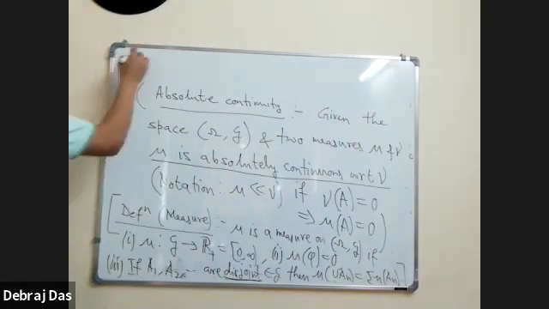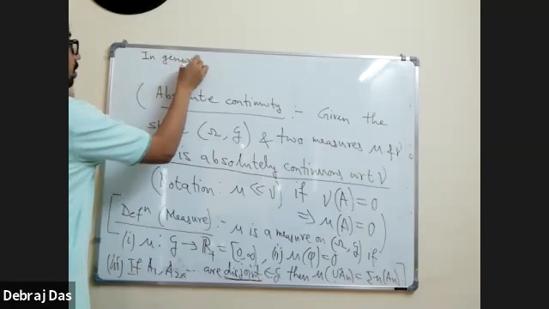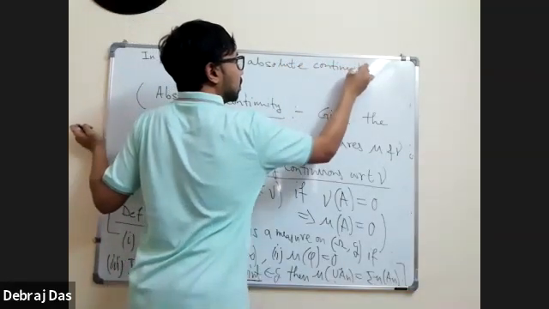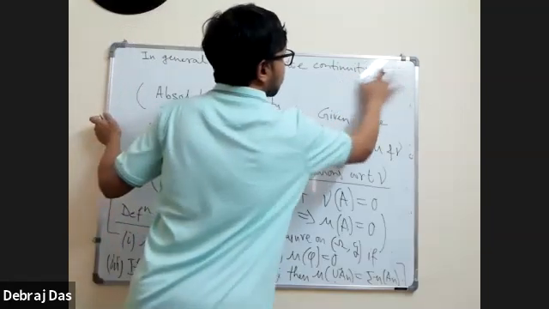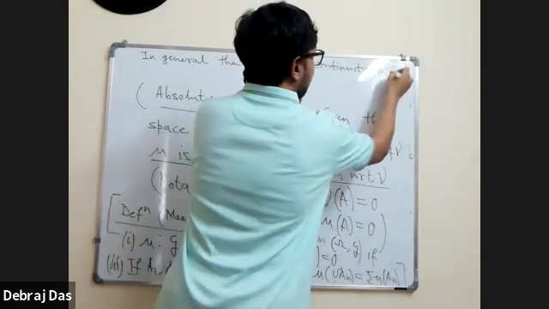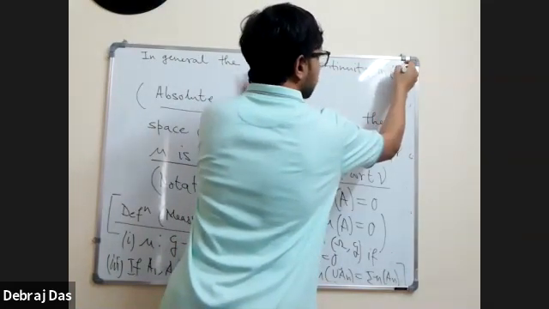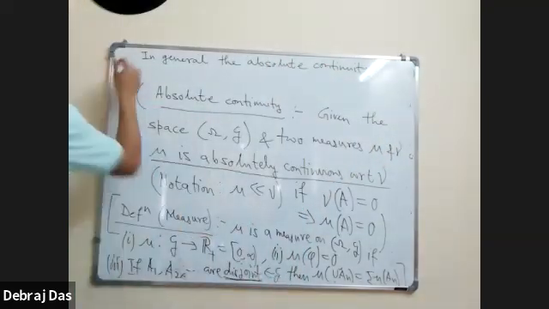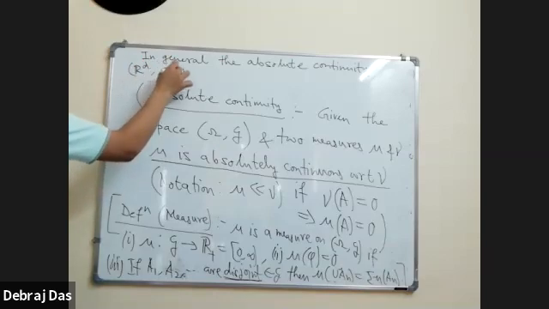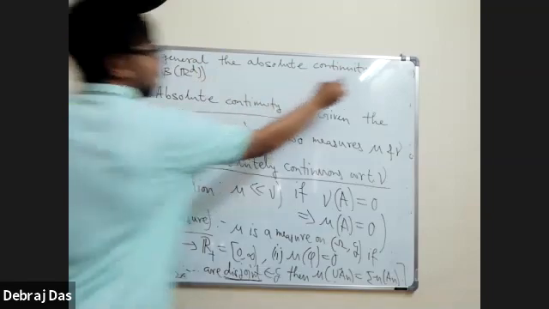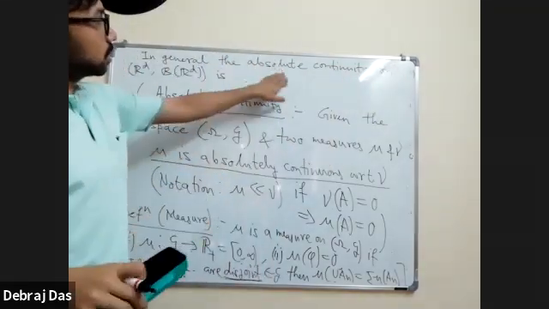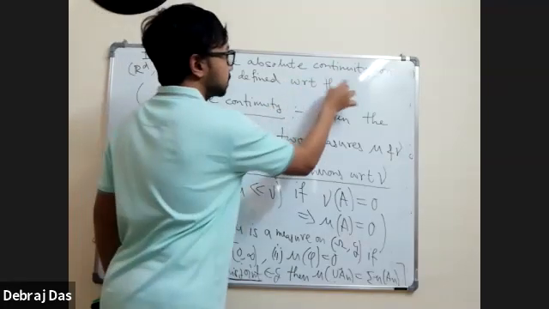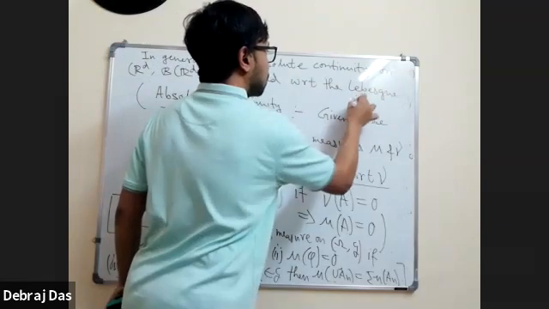So in general, the absolute continuity in R^d, or I should write it more generally, if you look into any d-dimensional Euclidean space and the Borel sigma algebra on it, absolute continuity is generally defined with respect to the Lebesgue measure. So these things are important.